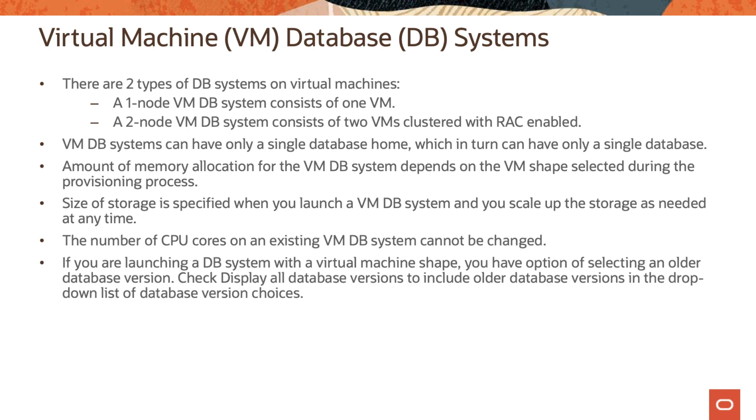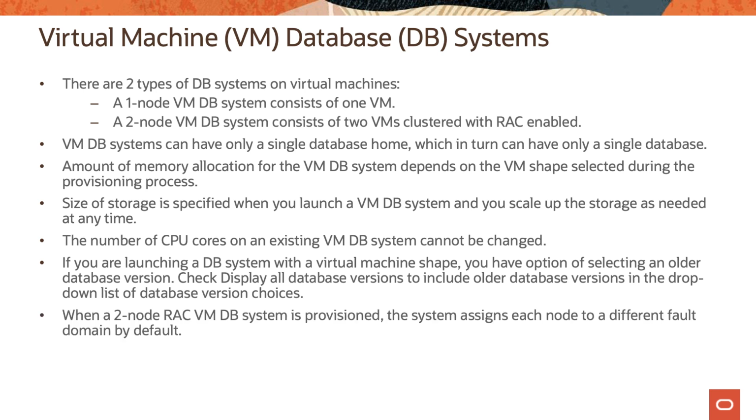If you are launching a DB system with a virtual machine shape, you have the option of selecting an older database version. You have to check the display all database versions option to include older database versions in the drop-down list of database version choices when you're going through the provisioning process. When a two-node RAC VM DB system is provisioned, the system assigns each node to a different fault domain by default.